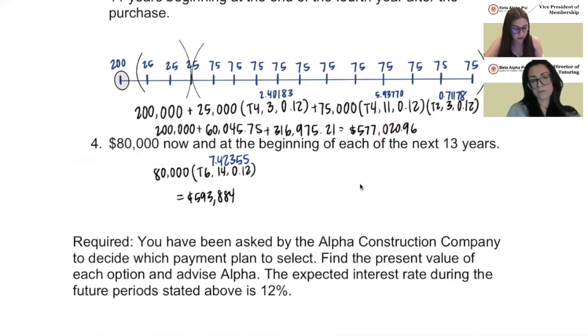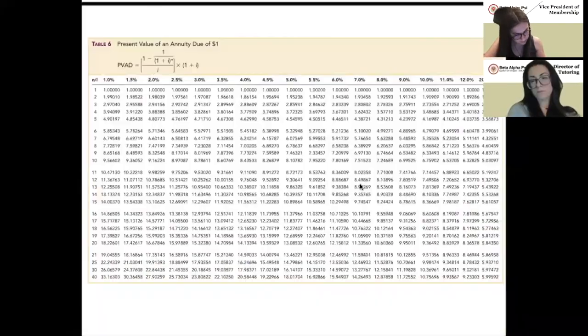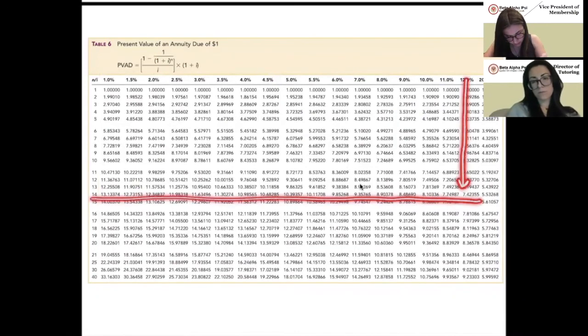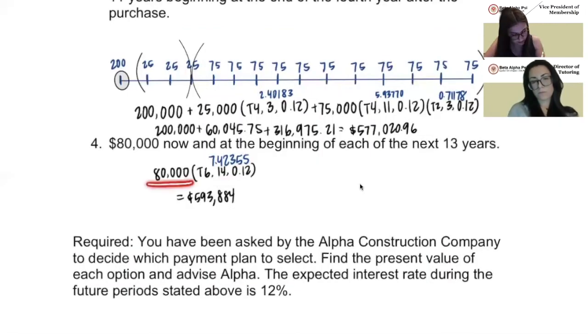So we're going to count this annuity as 14 years using table 6. So we're going to do 80,000 for 14 years because it's the 13 plus that one now at the 12% interest rate. So we're going to go to table 6 and we're going to do the 14 years, 14 periods at 12%, and we're going to use that value right there. So 80,000 times that value, that's the present value of that option.